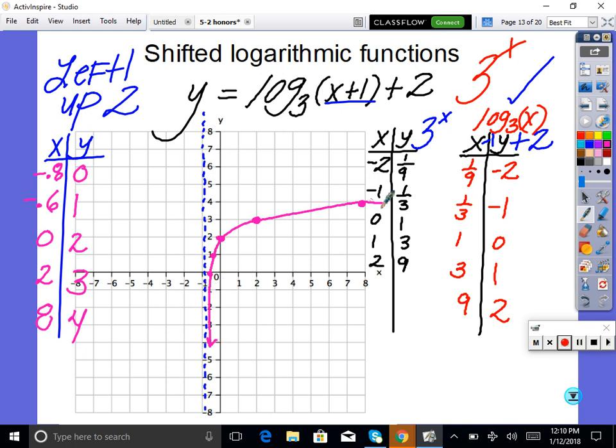So what were the steps I did? Instead, I wrote it as an exponential, the parent function. I switched it to get my parent function in logarithmic form, and then I performed the shifts to my xy points. Are you going to be able to do that when you get home by yourself?